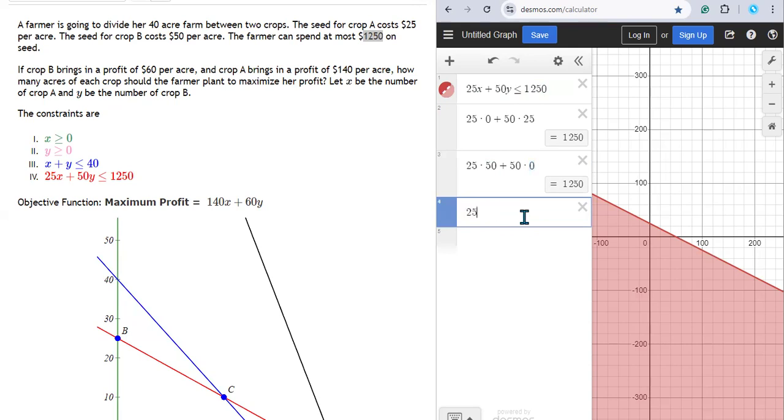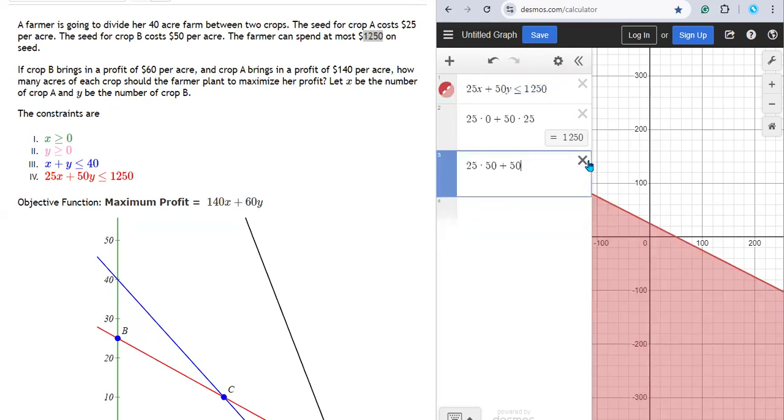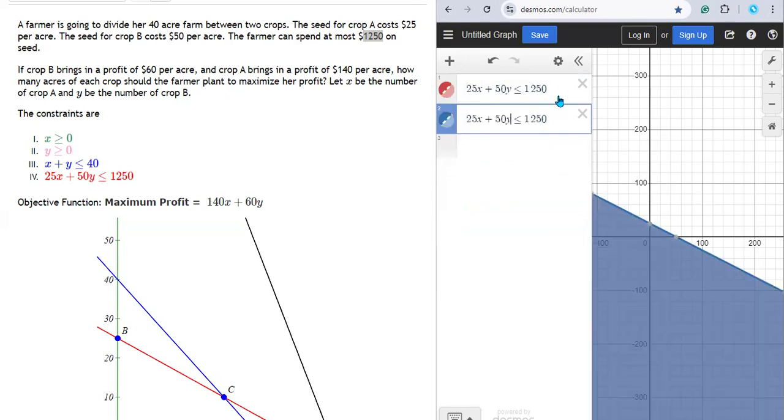If I type 25 times 0 plus 50 times 0, I get 0. Well, 0 is less than or equal to 1,250. So this point here satisfies that inequality. Another thing we can do, I can copy this. I can find the y-intercepts of that line by changing the less than or equal to to equal. And then I can solve this for X. To find the x-intercept, I'm going to make Y 0.